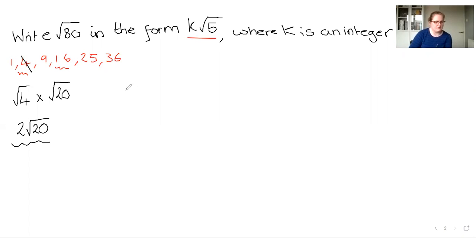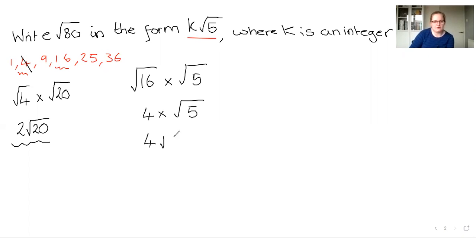So let's look at root 16. 16 goes into 80 5 times. So we've got root 16 multiplied by root 5. The square root of 16 is 4. So we've got 4 times root 5. Simplify that again like in algebra, and we've got 4 root 5.